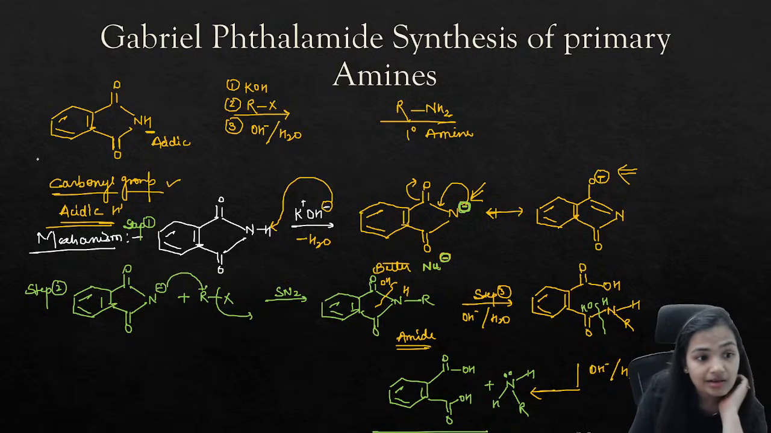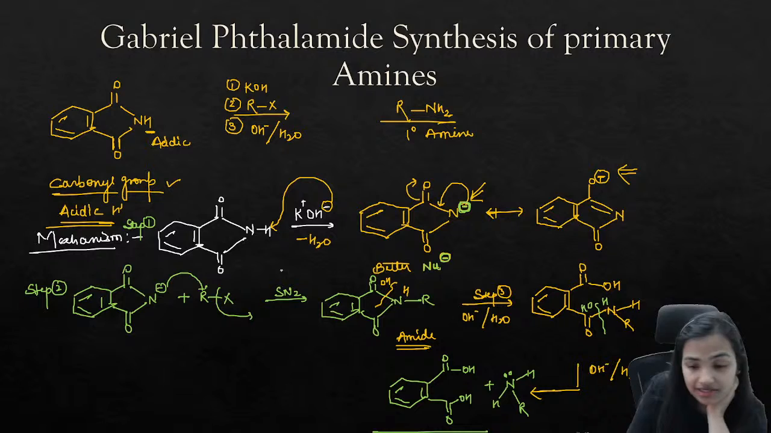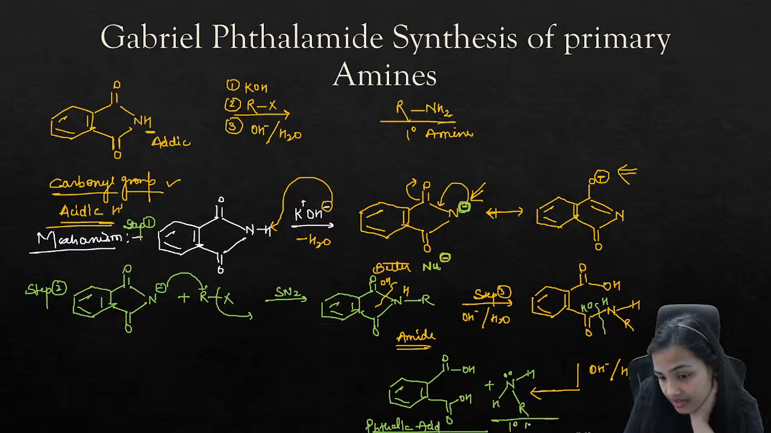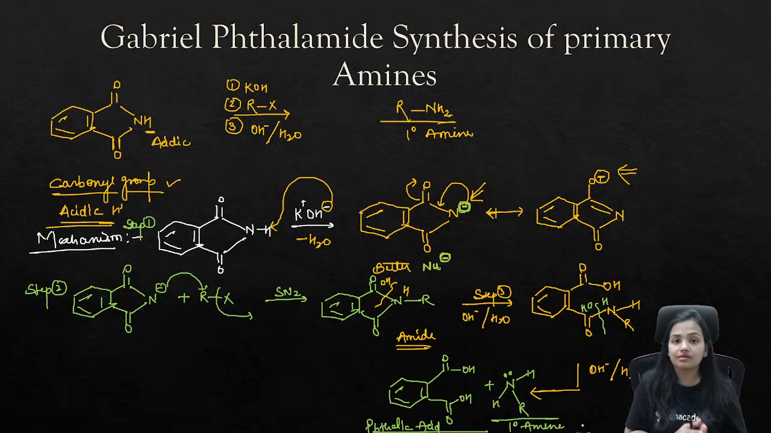This is phthalimide. This is phthalimide. Now this will be known as the phthalic acid, and this will be known as the 1 degree amine. So this is how the Gabriel phthalimide synthesis of primary amines takes place. So we have started with the phthalimide, and from the phthalimide we form the 1-degree amine. So as simple as that.